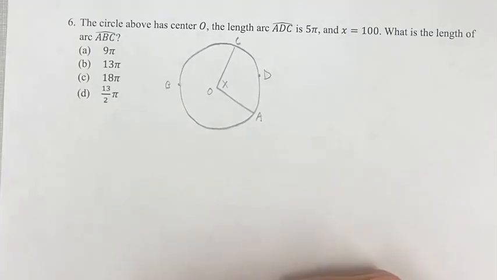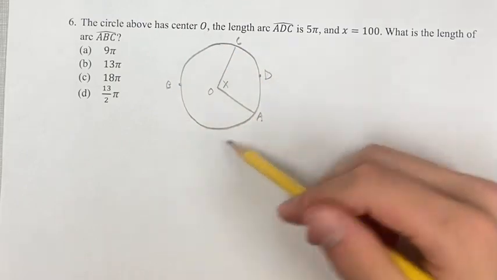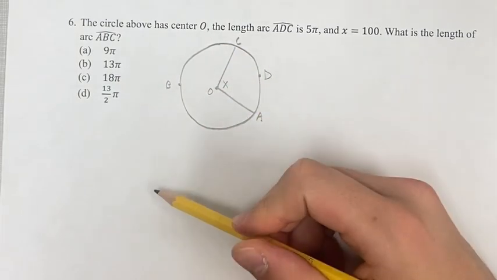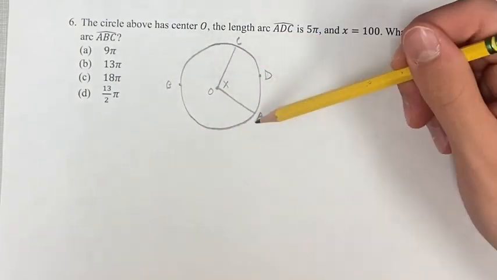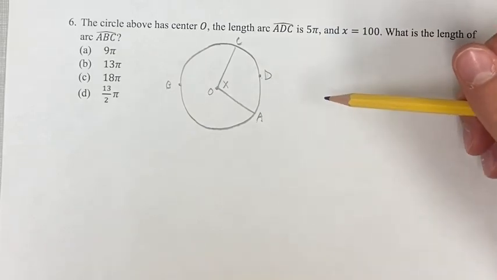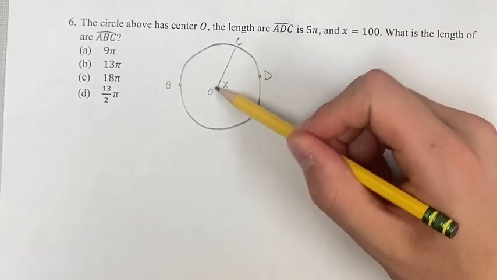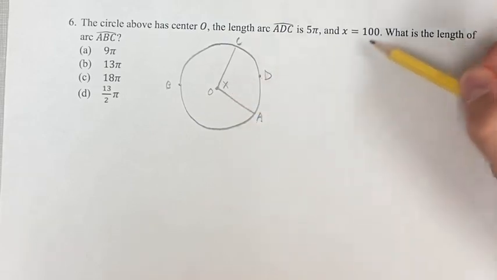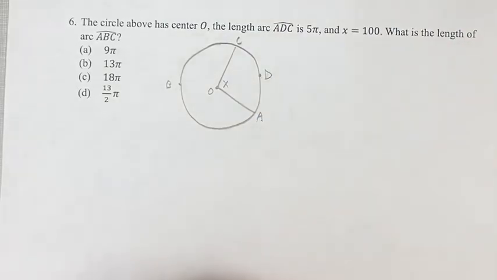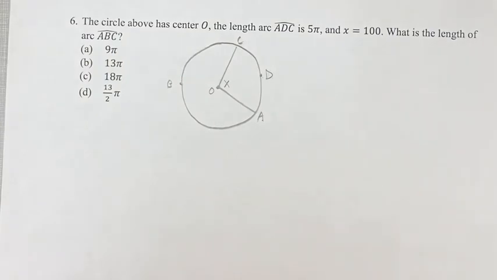In this problem, we're told that this circle has center O and the length of arc ADC is 5 pi. We're also told the angle here, COA, x degrees, is equal to 100 degrees. We're asked what is the length of arc ABC.